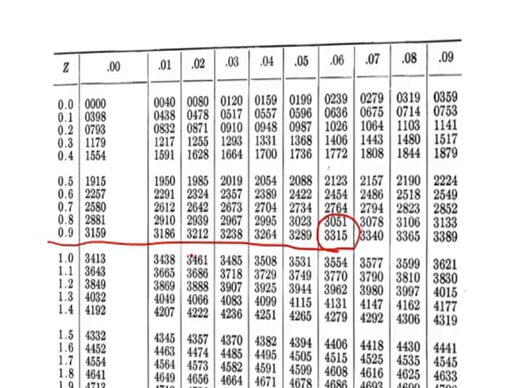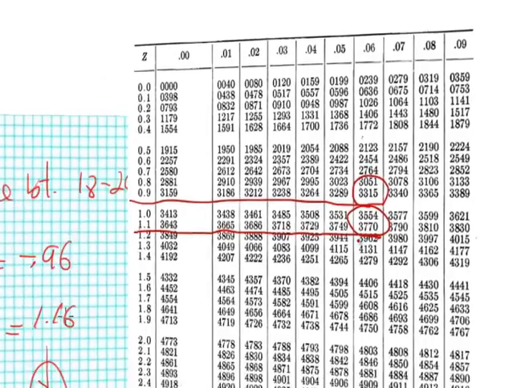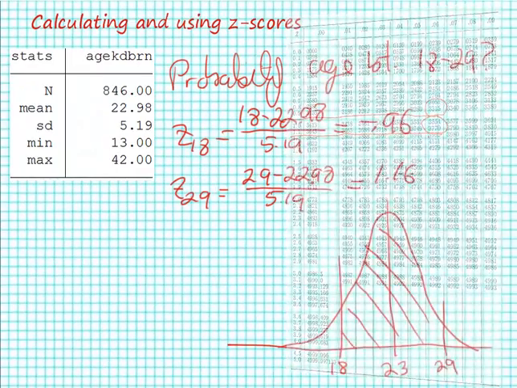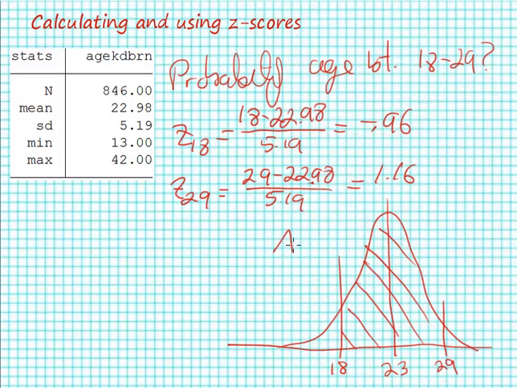is 1.16. So again, I'll read down here. Here's my 1.1. I just read straight across till I get to my 6. And I can see that that value is 0.3770. I'm going to label these areas, and then figure out everything I can to fill in the gaps here.